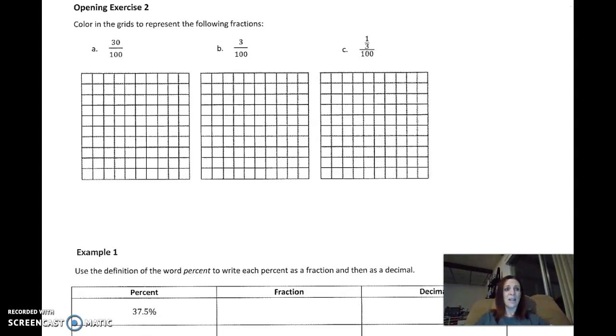If it says color in 30 of them, well, color in just 30 out of 100, right? 30 out of 100. Basically, if I fill in this whole row, and hopefully you color in better than me, that's 10, right? So if I fill in another row, it might be helpful to use highlighters. A hint, that'd be 20, because I know there's 10 in each row. Okay, so there's 30. Basically I'm coloring in 3 rows of these.